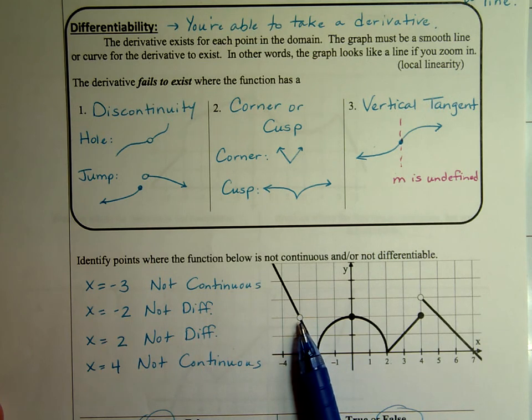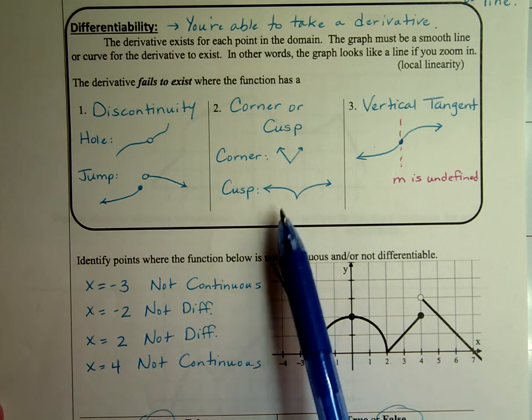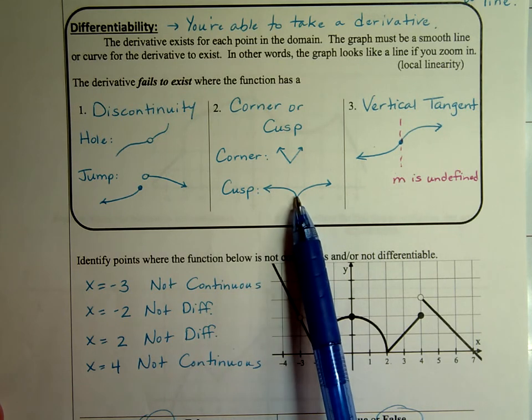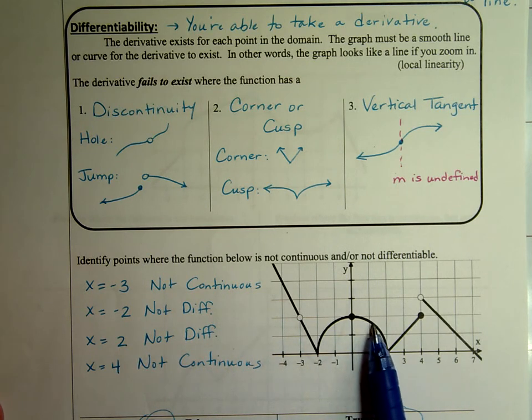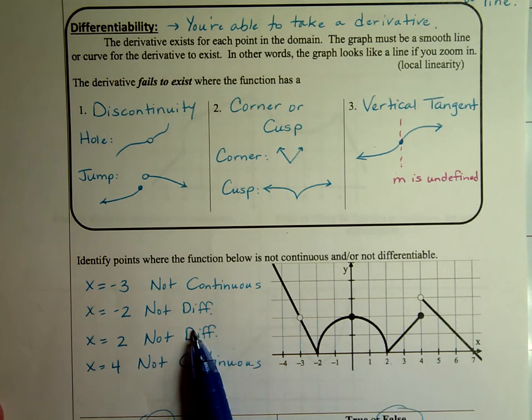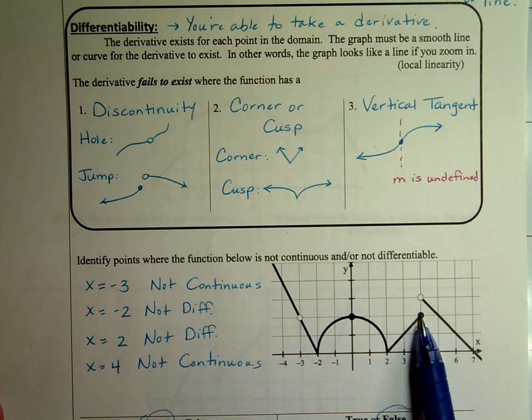But then I keep going and I have a pointy place. Any pointy place is going to be a corner or a cusp. Can't have pointy places, so it's not differentiable at -2. Keep going, happy, happy, happy. There's a point there, so what? Keep going. Pointy place at 2, not differentiable. Keep going. Got a jumper, discontinuity at 4, and there you go.